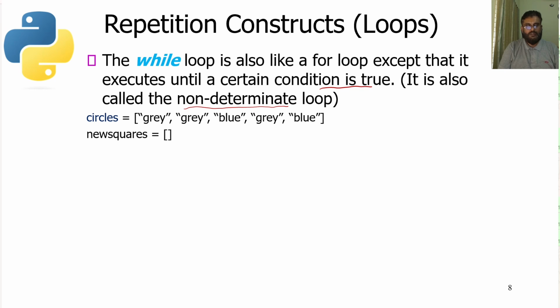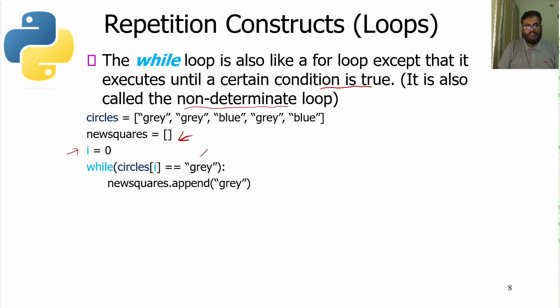Every looping construct which you can express as a while loop can also be expressed as a for loop. So in this case, I create a new squares list which is empty initially. Then I have this variable i equal to 0, and now I put a condition inside the parentheses of the loop that till the time circles[i] equals gray, I want to retrieve the color gray and store it in the new squares list which I just created. When this becomes another color other than gray, then this loop will terminate.